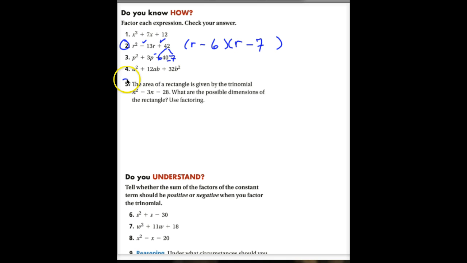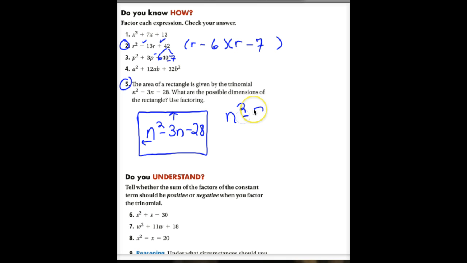Let's go look at number 5 with area of a rectangle. There's one like this on your test, by the way, where the rectangle is actually a cookie sheet. I know that the area of the rectangle is n squared minus 3n minus 28. And I want to know what are the possible dimensions of the rectangle. So I want to break it into its length times its width. And when I break something into multiplication, that's also known as factoring. So really, this is just asking me to factor n squared minus 3n minus 28.